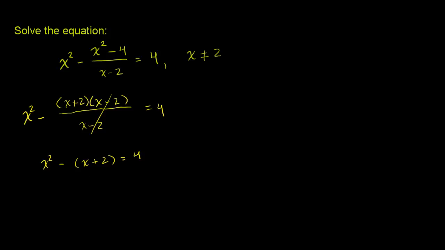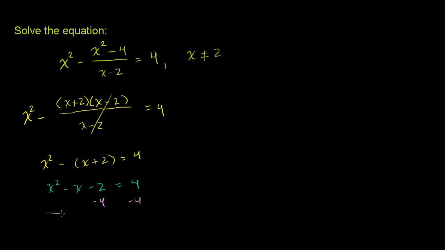We can distribute the negative sign, and I'll just arbitrarily switch colors here. We can distribute the negative sign. So we get x squared minus x minus 2 is equal to 4. And what we want to do is put this in the form ax squared plus bx plus c is equal to 0. That allows us to either factor it or apply the quadratic equation or complete the square, or any of the ways that we know how to solve a quadratic. So let's get a 0 on the right-hand side. The best way to do that is to subtract 4 from both sides of this equation.